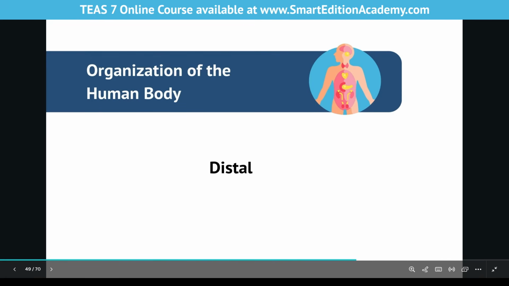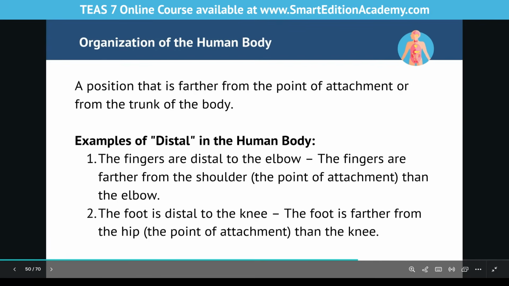Distal. This refers to a position that is furthest away from the point of attachment or from the trunk of the body. An example of this would be the fingers are distal to the elbow. The fingers are further away from the shoulder, which again is that point of attachment, than the elbow is. The fingers are distal, further away to the elbow.